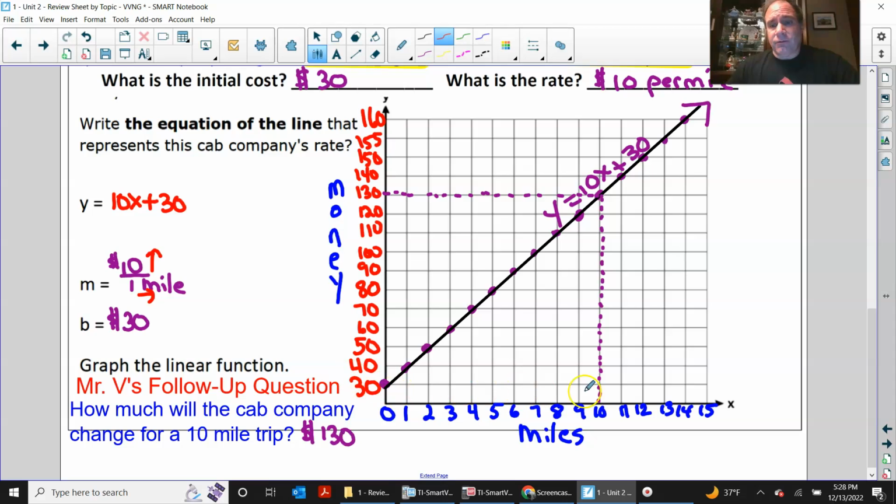You could figure out all the way up to a 14-mile trip on the graph. A 15-mile trip would go off the graph, but you could figure it out. And then anything beyond 15 miles, you would have to use the equation and substitute for the amount of miles. Like I say, if they said, how much would a 50-mile trip cost? You would do y equals 10 times 50 plus 30. And then you'd figure out how much that trip is.